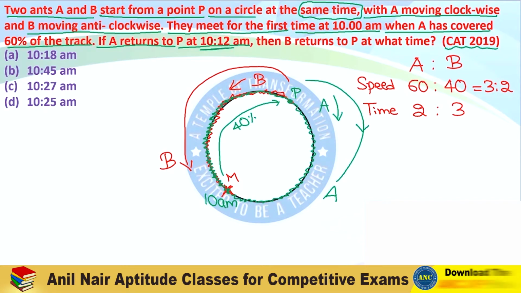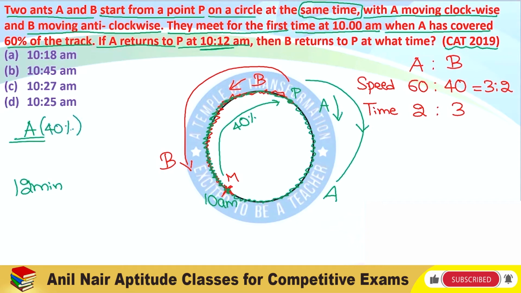That means from 10 o'clock to 10:12 a.m., it has covered 40%. That means A has taken 12 minutes to cover 40% of the distance, right? Now, ant B is also at the meeting point. Let us calculate how much time B will take to cover the same 40%. I hope you are understanding. The distance both need to travel is the same, the same 40% of distance.